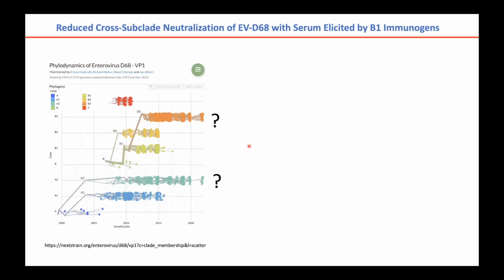But as Dr. Hodgecroft described at the beginning of the session, the B1 subclade viruses from 2014 that our vaccines are based on are no longer circulating in the population. The B3 subclade viruses have replaced the B1 subclade viruses in the B clade. And there's also this A subclade virus, specifically the A2 subclade viruses, that are currently circulating in the population. How well do the B1 immunogens neutralize these B3 and A2 subclade viruses?